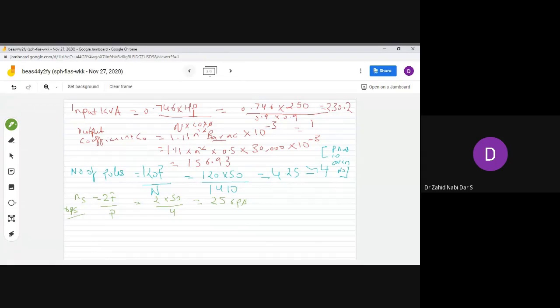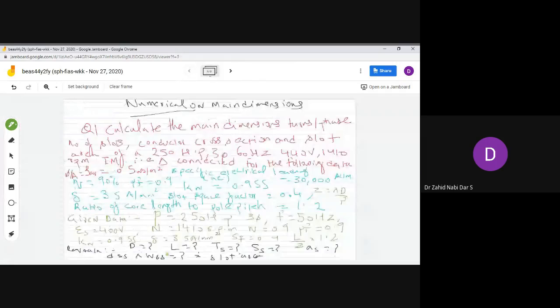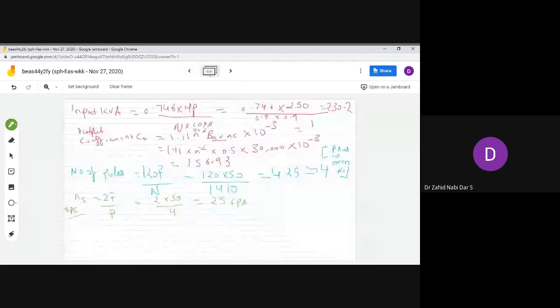Now, why are you doing all this? First of all, you have to calculate the D and L value. We know the D and L value has a relationship with these factors. That is D square L equal to input kVA divided by C naught Ns. Input kVA we calculated here, C naught we calculated here, Ns now we calculated. Now we will substitute the value.